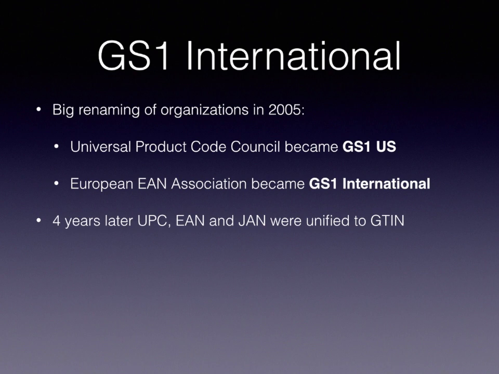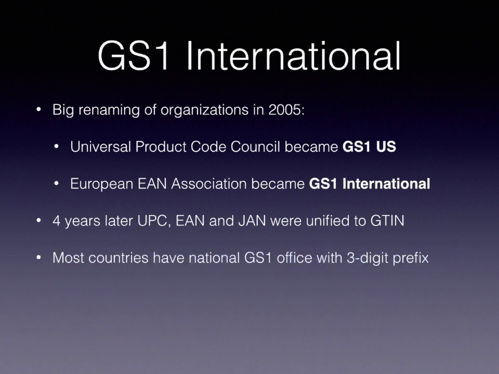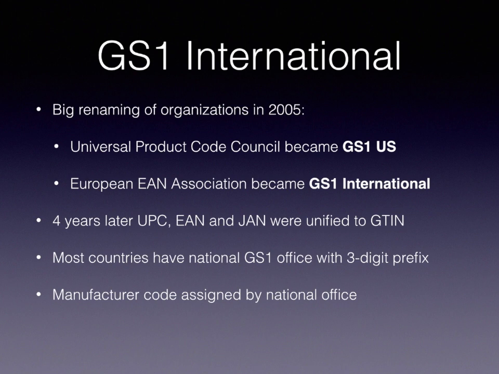And as I said, 4 years after that, in 2009, all the previously referred to UPC, EAN, and JAN were unified to just be called the GTIN. Most countries have a national GS1 office. They have 3-digit prefixes by which you can tell them apart. And the manufacturer who's based in one of these countries gets its own manufacturer prefix by adding the 3-digit prefix and then basically a sequential number that is assigned by the national office.